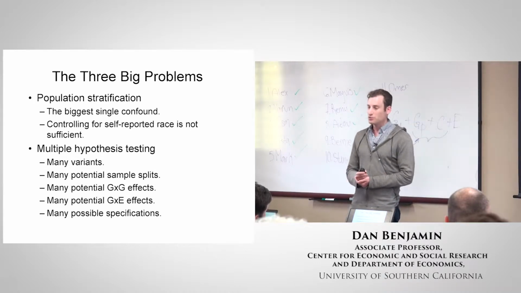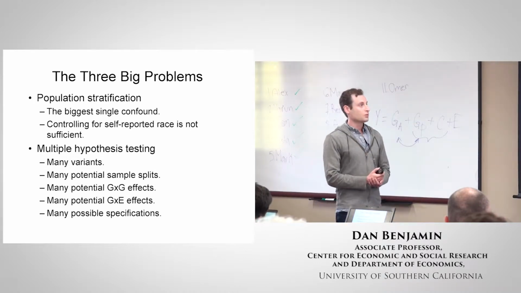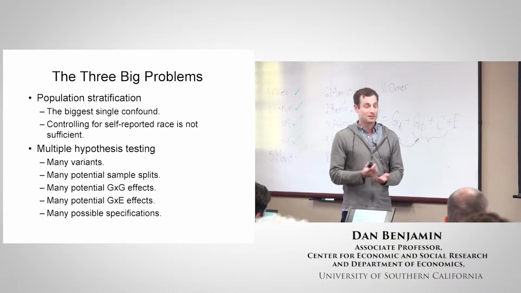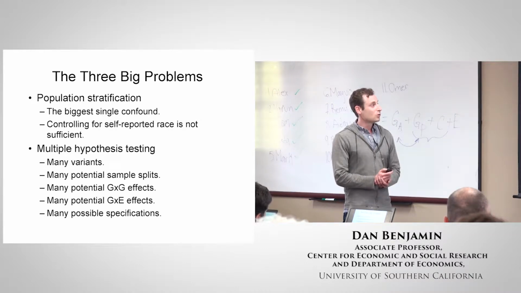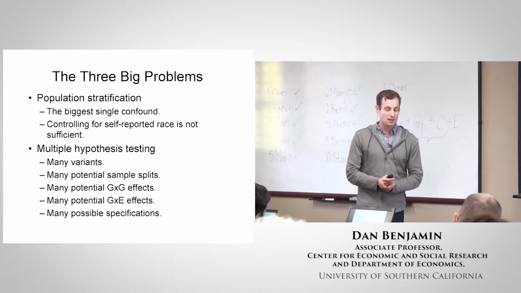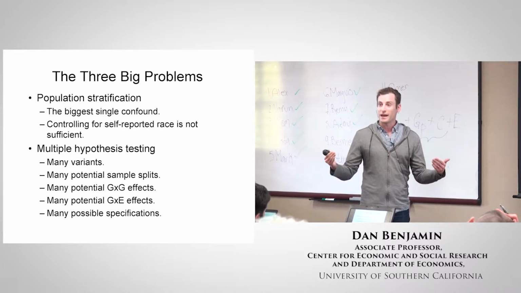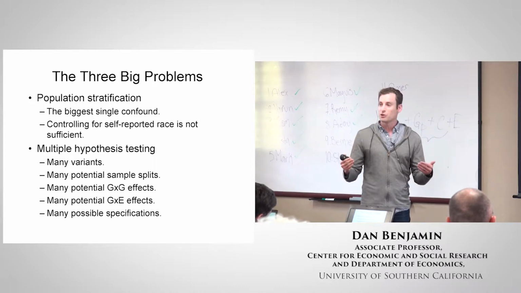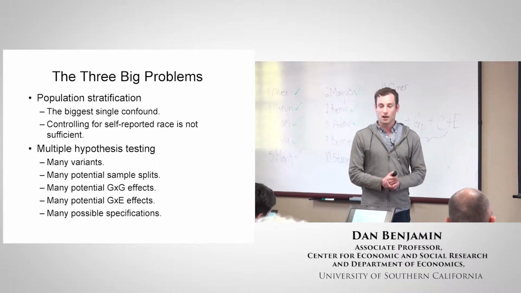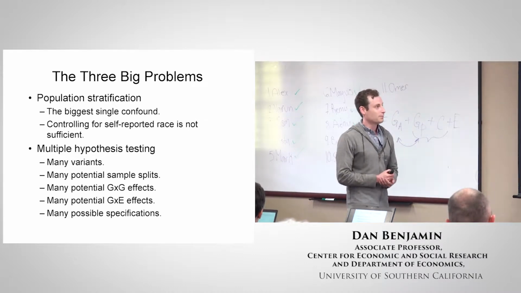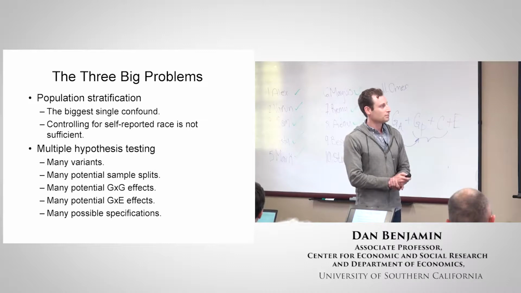An approach that used to be common for trying to deal with stratification was controlling for self-reported race, but the evidence that we've seen so far suggests that that's not going to be sufficient. You really need to do more than that. Principal components seem to be doing pretty well, but even there, we want to push on that. We're not sure that for very small effects, they're going to be sufficient. So you always want to think hard about this and think about whether we're getting close enough to the ideal experiment of the within family effect, which is not confounded by population stratification.